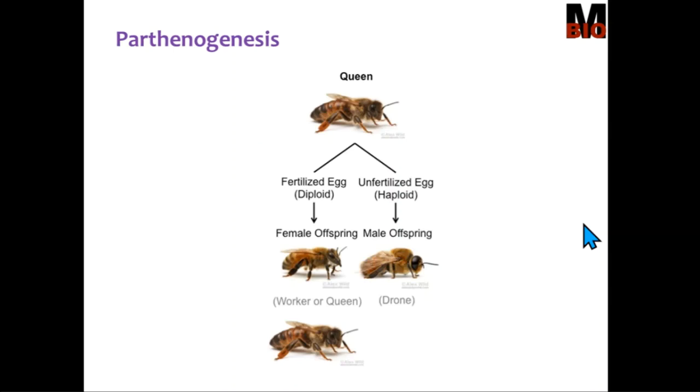The queen is the only individual in the colony that is capable of laying eggs. This particular female lays two types of eggs. One is the fertilized one, or the diploid eggs, formed by the fusion of male and female gametes. Such fertilized eggs develop into female offspring. The female offspring can be either a queen or worker.